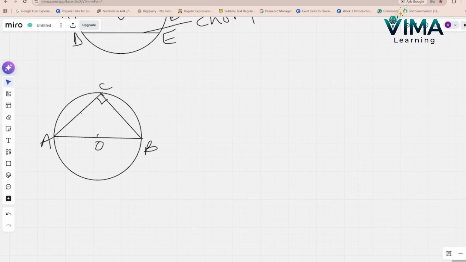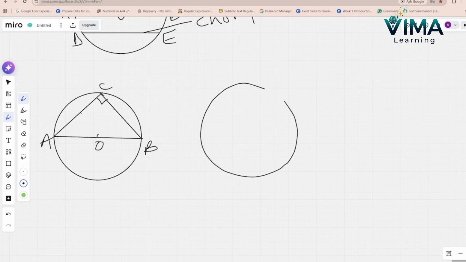So, this diameter AB, we already established that AB is a diameter because it's passing through the center O. If it subtends an angle at the circumference, what does that mean? It means that two lines are coming from AB. One is coming from A, the other is coming from B, and they both join on the edge of the circle and an angle is formed. If they are both coming from the ends of a diameter, then the angle you are going to form is a right angle. It means you are going to form a 90 degree angle.